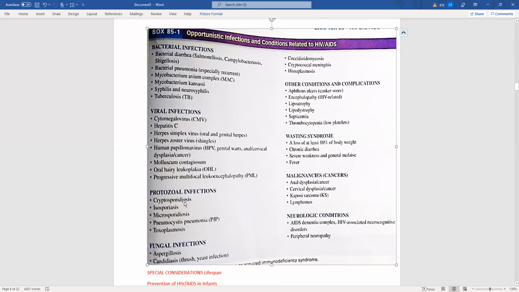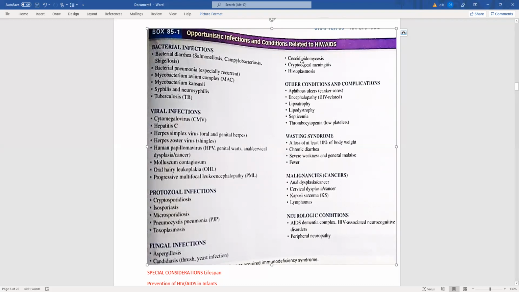Then right here is the protozoal infections: cryptosporidiosis, isosporiasis, microsporidiosis, pneumocystis pneumonia, and toxoplasmosis. Then for the fungal infections, you have aspergillosis, Candida disease, which is a yeast infection. We know what that is. Y'all see all this.